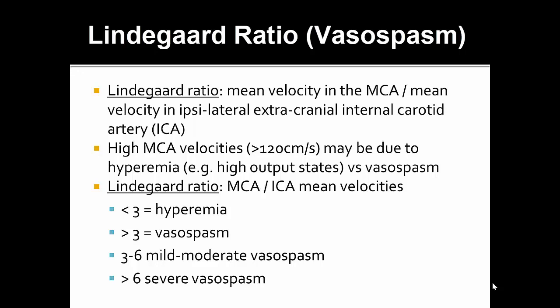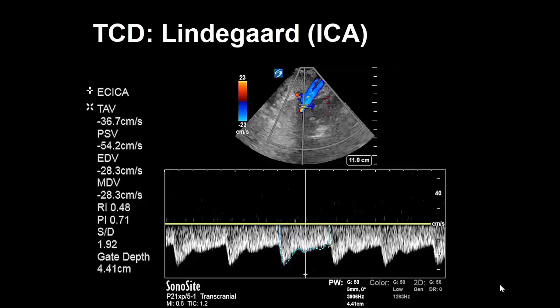for a Lindegaard ratio is severe vasospasm. Basically here, we're using the phased array probe to do an interrogation of the ipsilateral extracranial internal carotid artery. This is the common carotid artery. This is the extracranial external carotid artery. And the continuation of the CCA leads to the ipsilateral extracranial internal carotid artery. You'll notice that the flow will be blue in color, as seen by our Nyquist here, as the flow is moving away from the probe. And as you can see here, it will be noted below the baseline. We take the mean velocity from here, or the TAV, and use that in our Lindegaard ratio index.